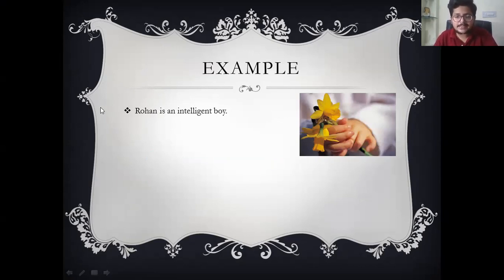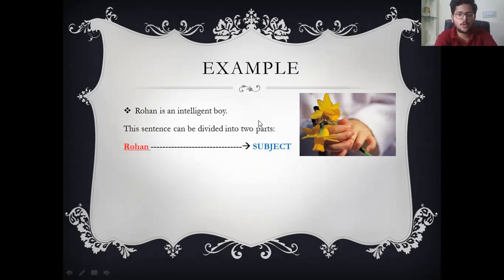If it is a sentence, it will have a subject and it will have a predicate, right? So let us see which is the subject and which is the predicate. This sentence can be divided into two parts. One is the subject and second is the predicate. Rohan. Rohan is the subject here. What is Rohan in this sentence? It is the subject.